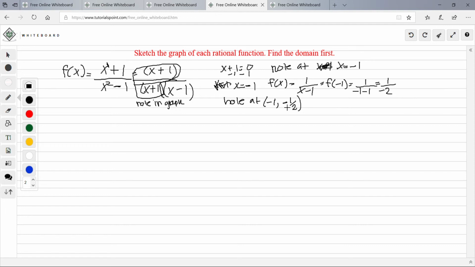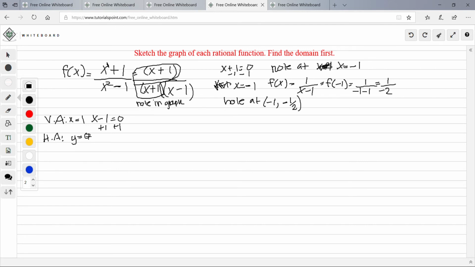And then, let's find our vertical asymptote. For the VA, you always set the denominator to 0. Since these cancel, you're just left with x minus 1. Set that to 0, and add 1 to both sides. So our vertical asymptote is just x equals 1. That's our VA. Our horizontal, since it is bottom heavy, is just y equals 0.